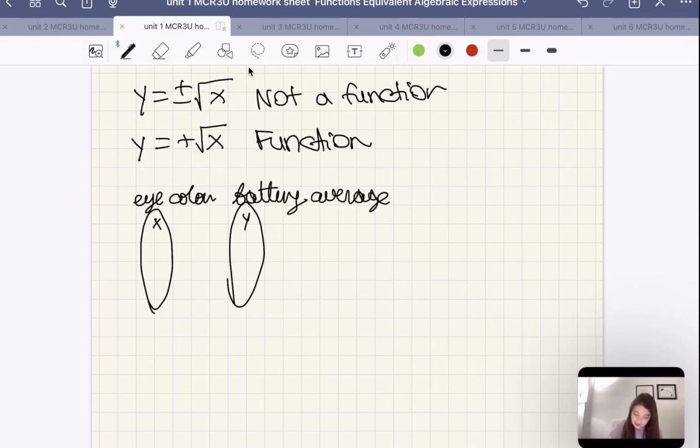My question here would be, is it possible that two people both have the same eye color but have different batting averages? Well, yes, of course that's possible, right? I'm sure there are lots of people, and most people in the world have brown eyes.